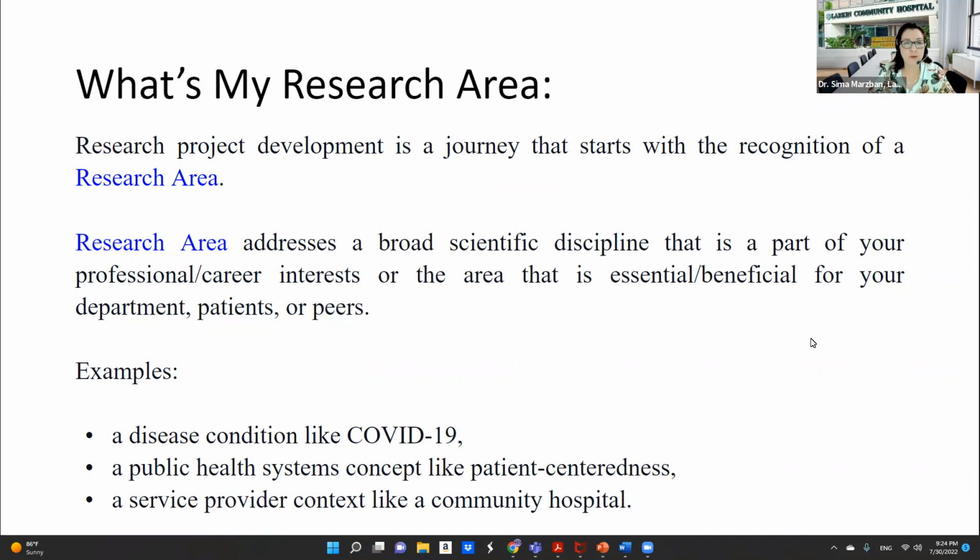Let's start with what's my research area. Research project development is a journey that starts with recognition of a research area. What's a research area? For example, you talk to your mentor or faculty that I'm interested in working with medical evidence and clinical evidence about cardiovascular complexities of COVID-19. I want to work on issues with COVID-19.